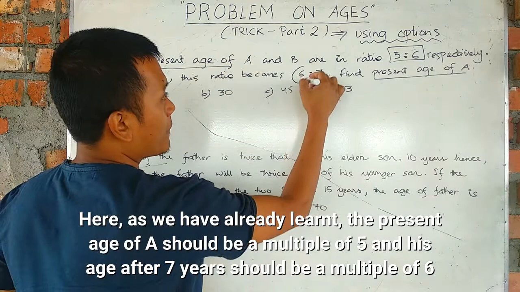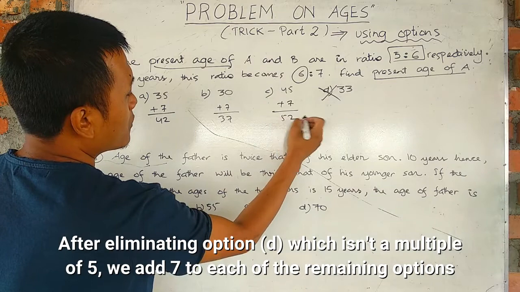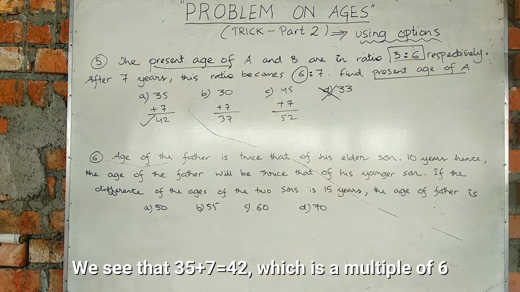After 7 years, plus 7, 42. Plus 7, 37. Plus 7, 52. So 42 is a multiple of 6. Hence the present age of A is 35.